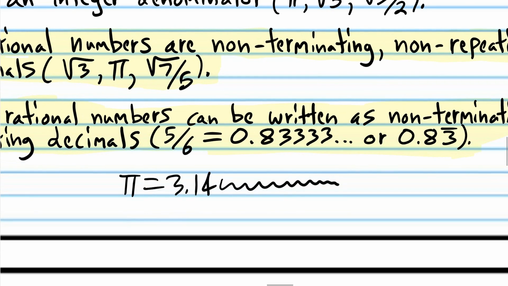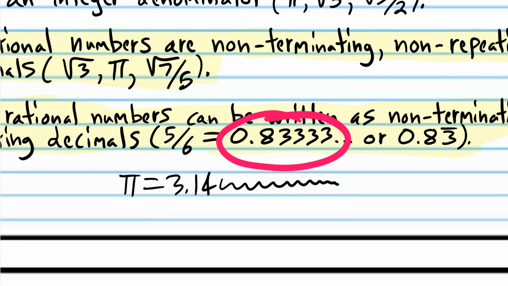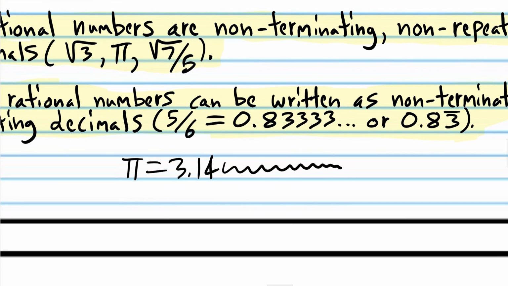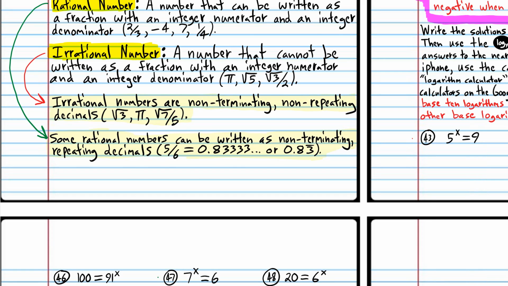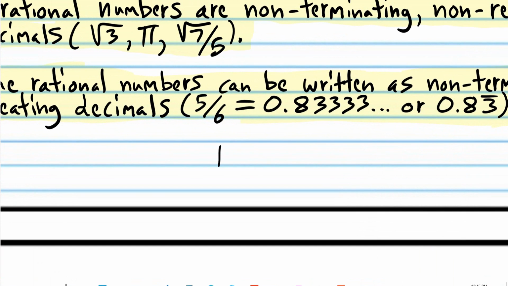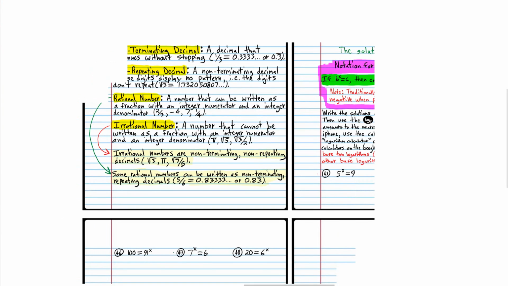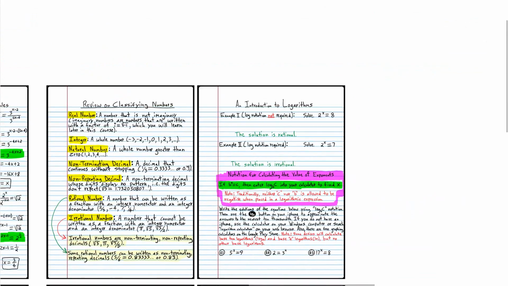In this example here, 0.833333, that's a non-terminating decimal, but it repeats because the 3's just keep repeating. But pi is an irrational number because not only is it non-terminating, it never stops, but there's also no repeating pattern. So that's why we have to use a symbol. We use the symbol pi to represent that irrational number because we can't write the full number. We have to always approximate it because it just keeps going on and on forever.